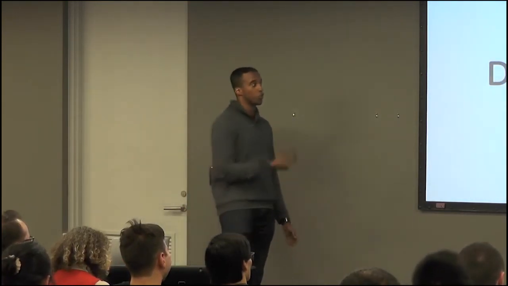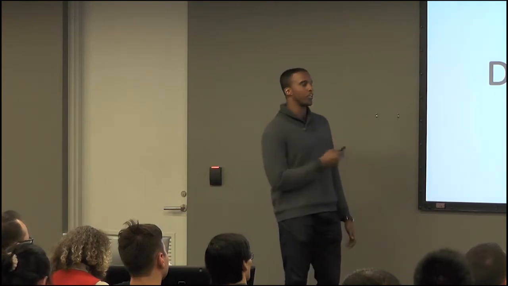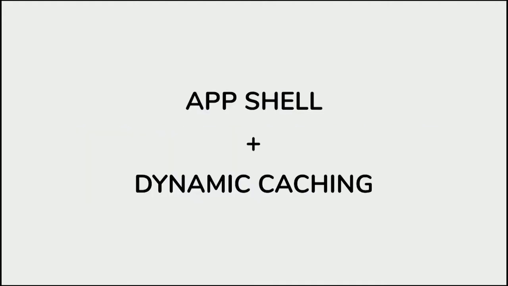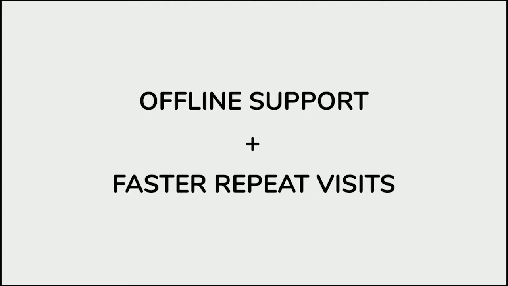Another thing service workers allow us to do is pre-cache the results from dynamic content. So we can actually have real data cached, so if the user is using their phone without a network connection, they can see older data rather than no data. So it's the combination of an app shell and dynamic caching that allows for two things: faster repeat visits and the possibility of offline support.